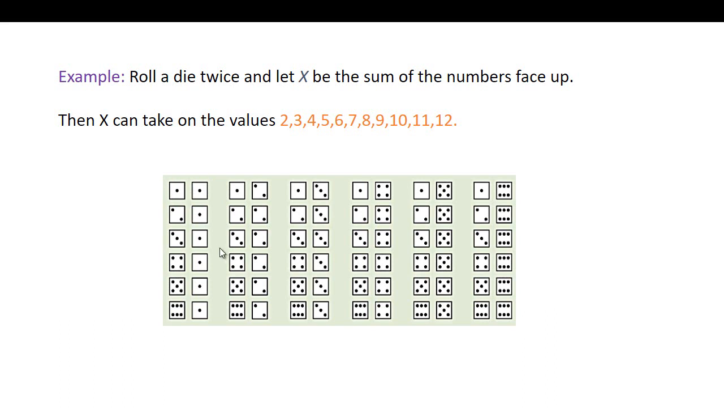If the event is x is equal to 3, it means the event of getting a sum of 3. The only way you can get it is getting a 2 from the first roll and 1 from the second, or 1 from the first and 2 from the second. So these two outcomes will be in the event represented by x is equal to 3, and so on.